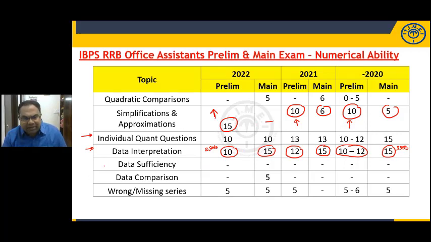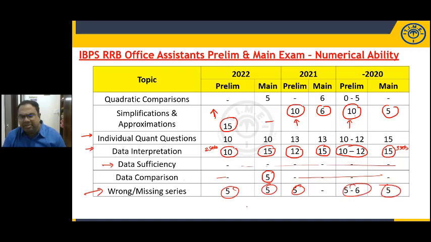See, data sufficiency, no questions asked in the last 3 years, whether prelim or main. Data comparison also, except in 2022. Recently there were 5 questions in the main exam, but before that, I'm talking about the last 2 years, 21 and 22, 20 and 21, there were no questions. Again, missing series is a regular feature. It may be your prelim exam, it may be your main exam. Wrong number series or missing number series.